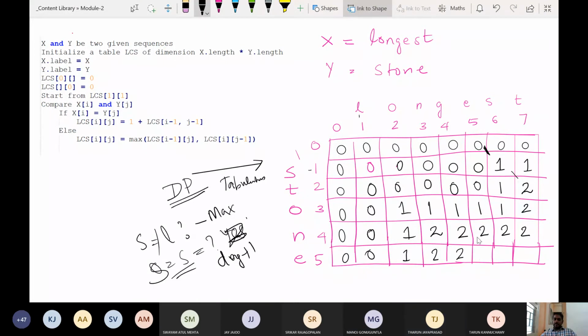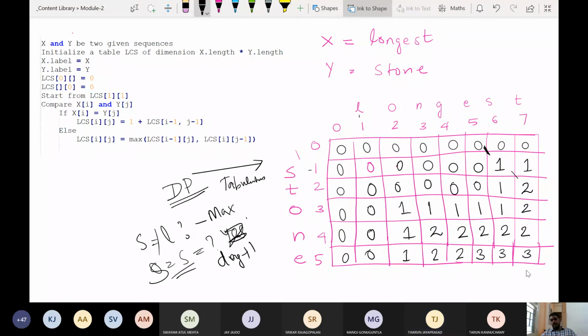E and E? Yeah, matching. E and E matching means go to the diagonal cell upwards. That is this cell, there you have 2. 2 plus 1 equal to 3. What about E and S? 3. E and T? 3.